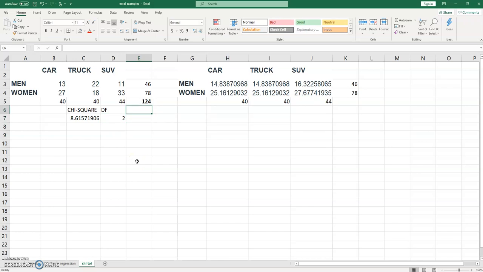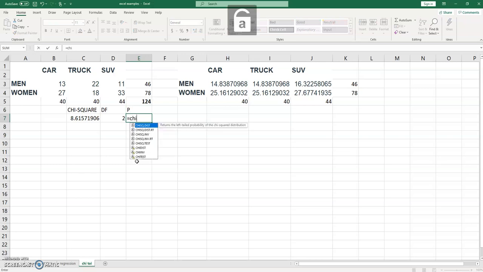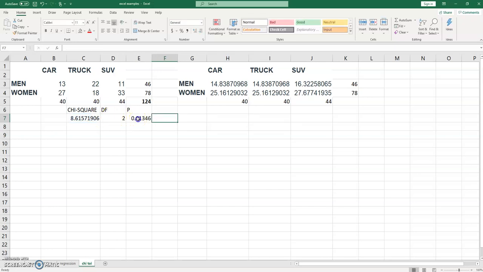Then we can get the p-value for this chi-square if we use chi-square.dist, and we can use the right tail function. We get the chi-square with the degrees of freedom, and we get a p-value of 0.01, which would be statistically significant. And so there we've calculated out all of these values.